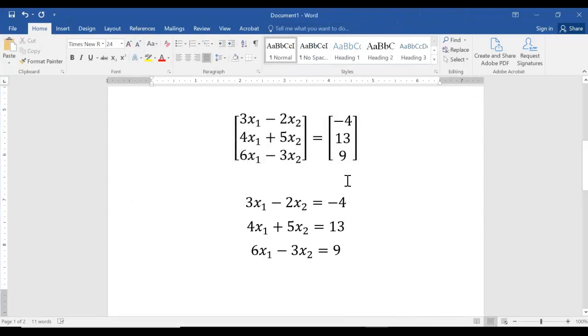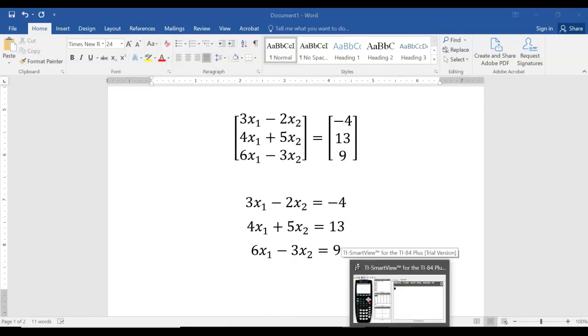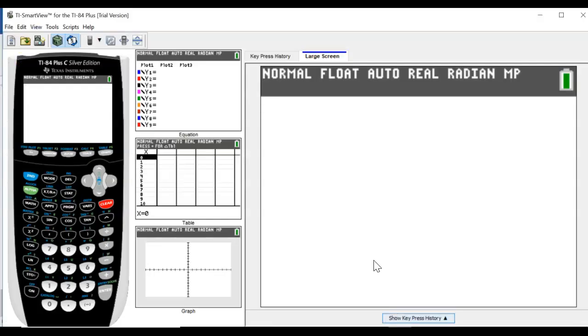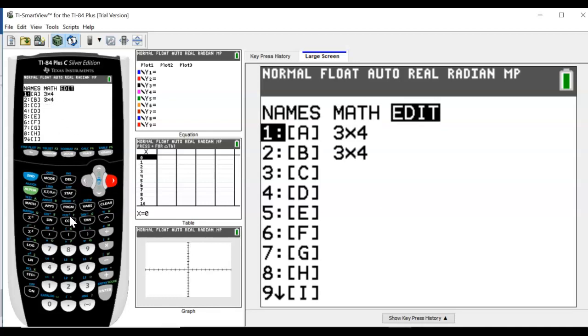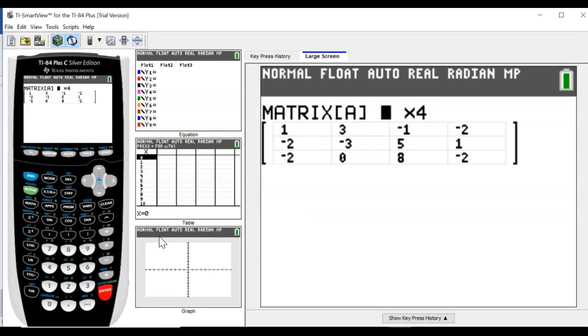I've got to remember what my numbers are. I just wrote my numbers down. I go to my calculator. Again, second matrix. We can edit some matrix. Let's edit matrix A. The matrix that I need is going to be a 3 by 3 matrix.